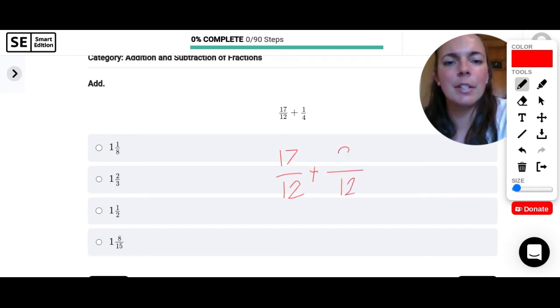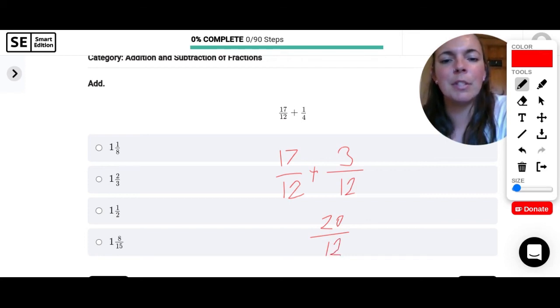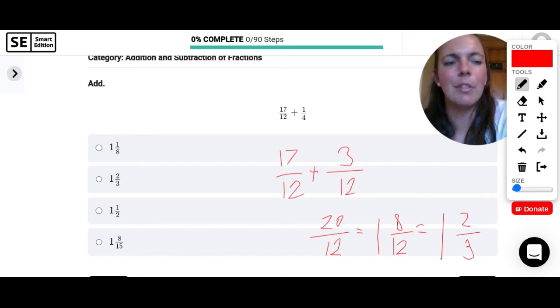So when I add these together, 17 plus 3 is 20. So 20/12. Now let's turn it into a mixed number. 12 goes into 20 once with 8 left over. So 1 8/20. Oh, 1 8/12. I apologize. Always keep the denominator the same. Looks like we'll have to simplify this. 8 and 12 we can divide by 4. So 2/3. 1 2/3.